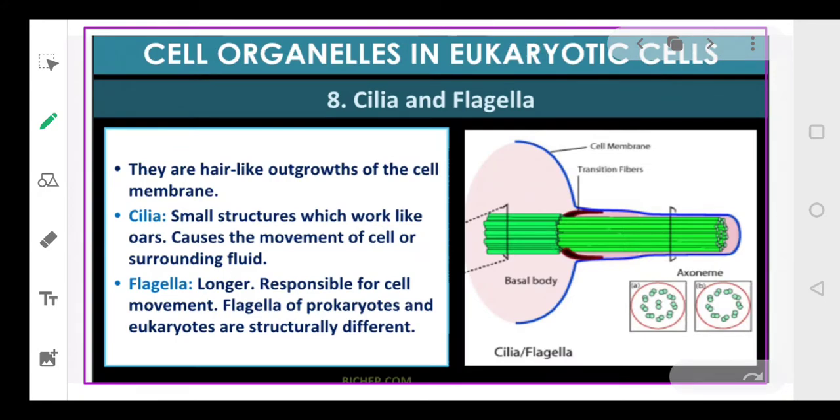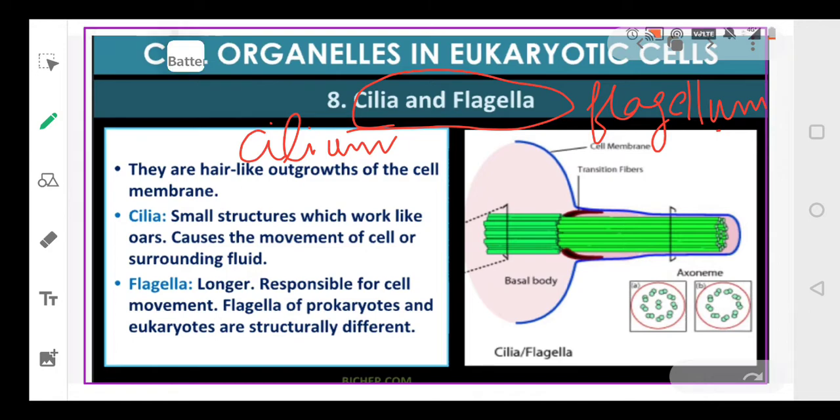Coming to the next component, that is your 8th component, cilia and flagella. I hope you have heard these words, cilia and flagella. The singular word for cilia is cilium. For flagella, the singular word is flagellum. So whenever a single flagellum is present, we call it a flagellum. Now these cilia and flagella are hair-like outgrowths of the cell membrane. They are hair-like outgrowths that are coming from the cell membrane.